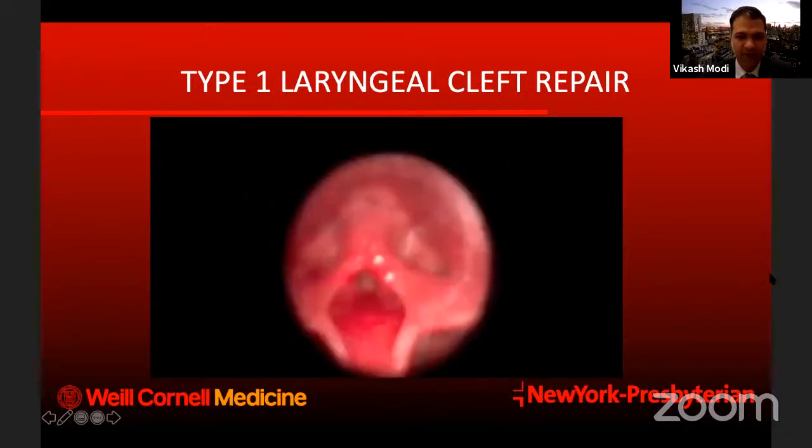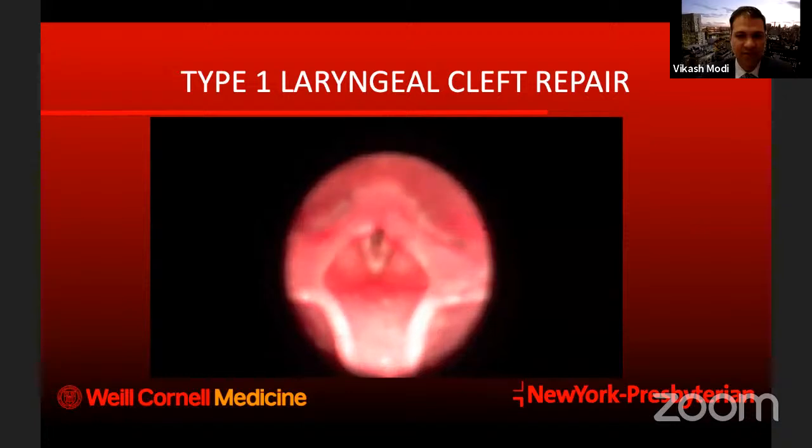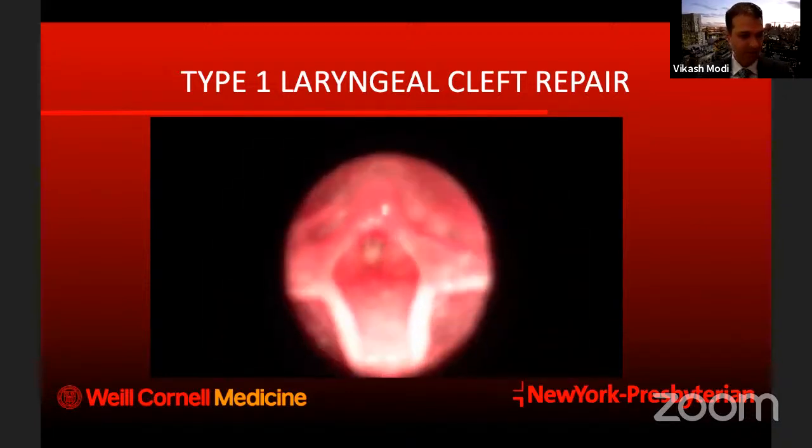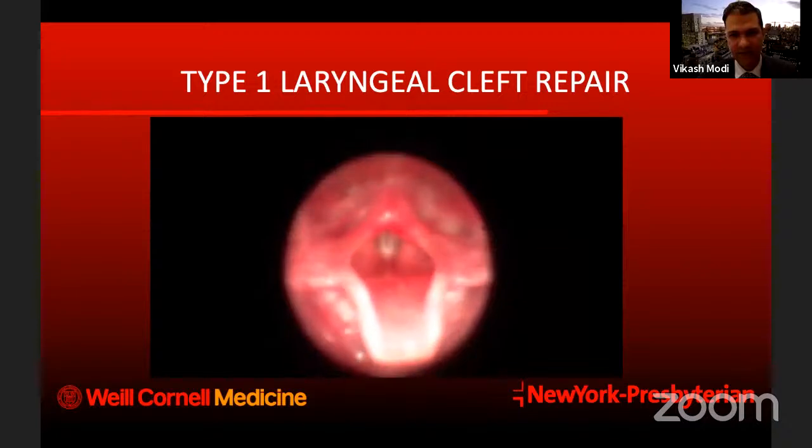1 month postoperatively, some scar tissue develops there. And these kids tend to do very well with the procedure. They spend 1 night in the hospital and the next day they go home.